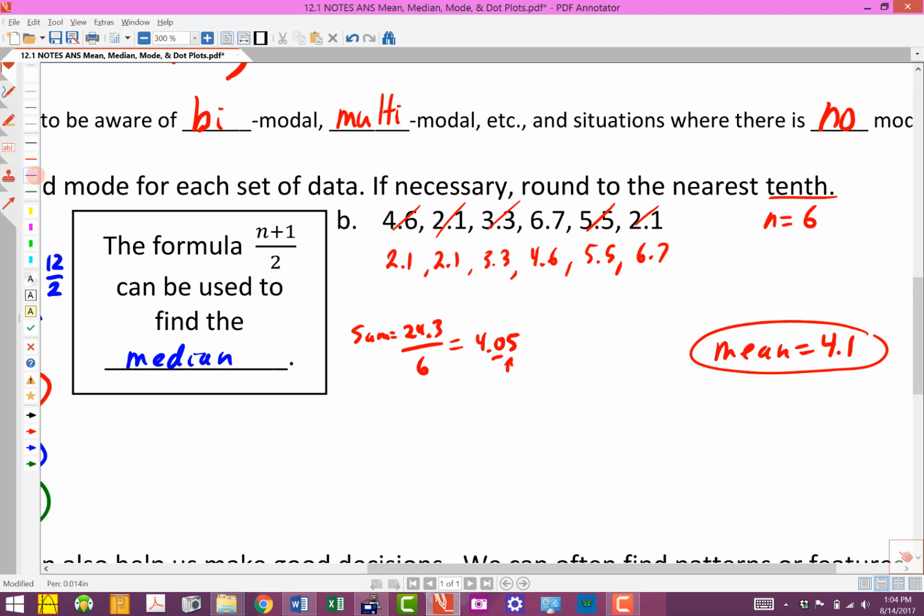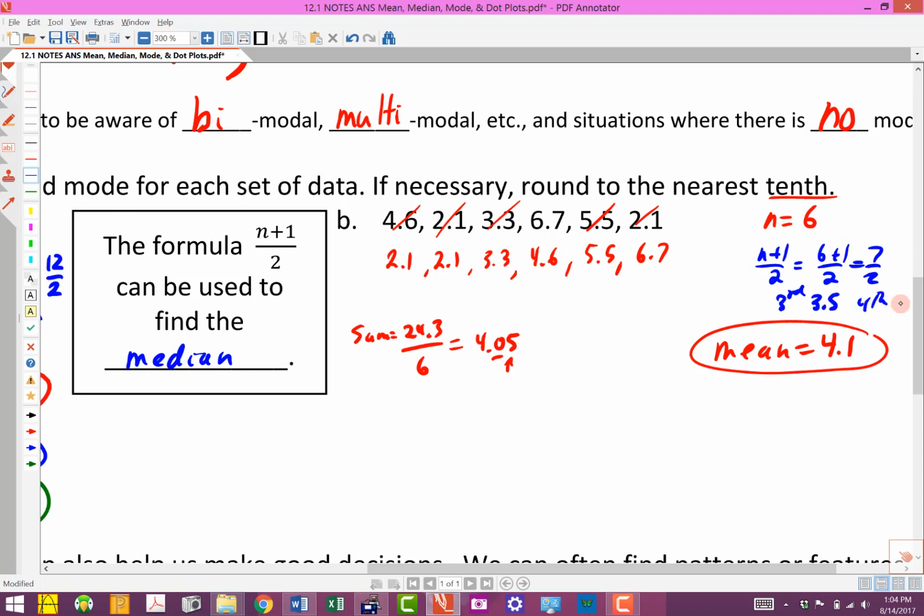So I'm going to change colors again. Let's find the median. Remember, the median is going to be n plus 1 divided by 2. So that's 6 plus 1 divided by 2. That's 7 divided by 2. So we get 3.5. Here's the cool thing. This is what that means. It's not the third one and it's not the fourth one. It's in between the third and the fourth one.